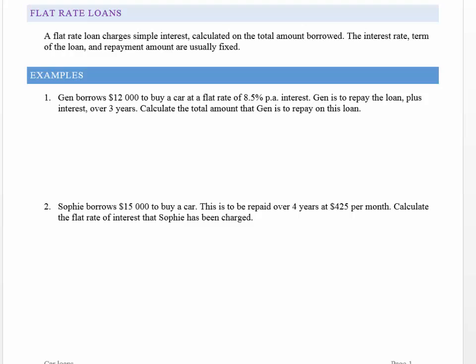of your dreams, the car that you really want to buy, and now you have to go and find the finance in order to get it. So there's two types of finance we're going to be looking at. The first one we're looking at today is something called flat rate loans.